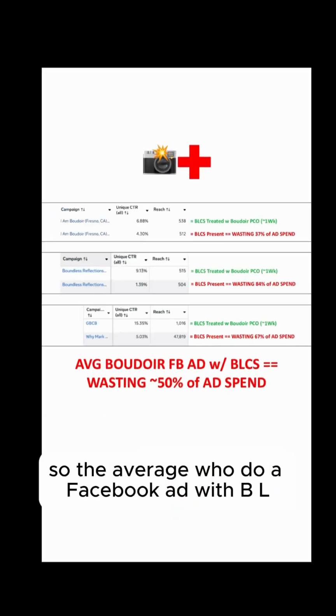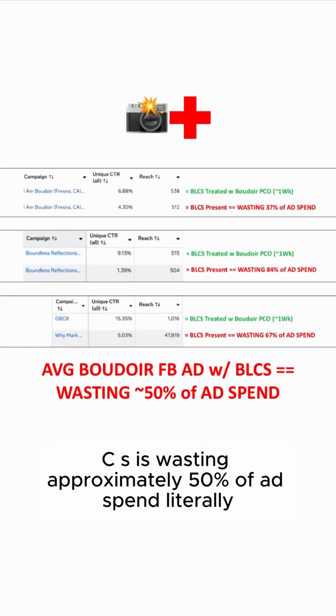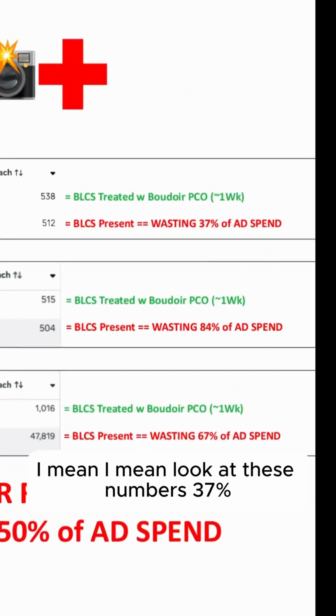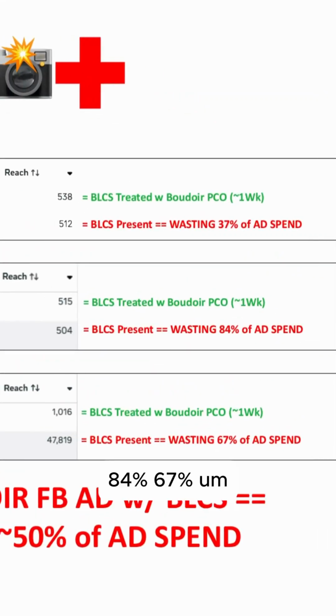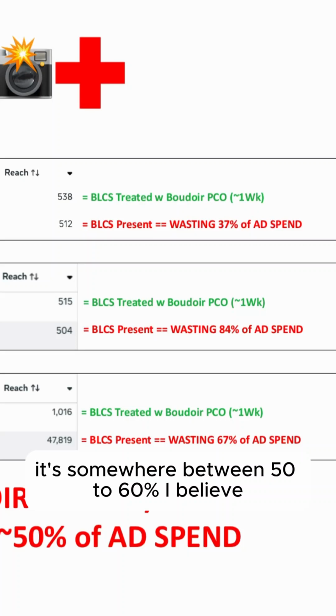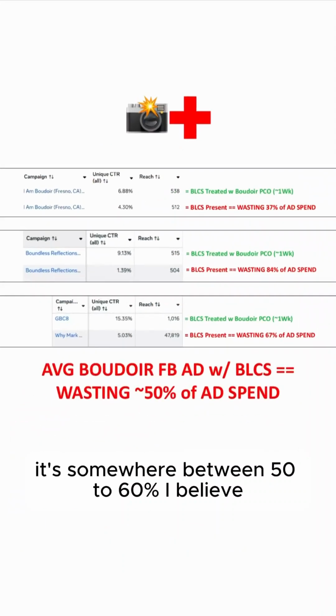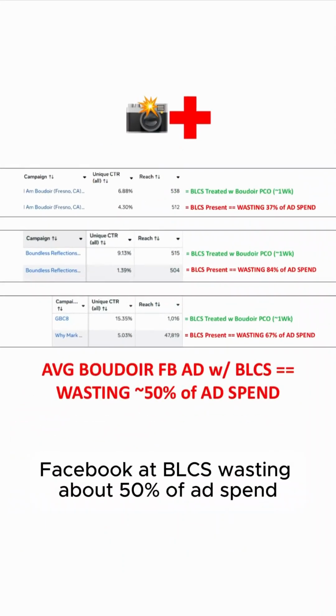So the average Boudoir Facebook ad with BLCS is wasting approximately 50% of ad spend. Literally, look at these numbers: 37%, 84%, 67%. Just take the average of those. It's somewhere between 50 to 60%, I believe. So Facebook ads with BLCS are wasting about 50% of ad spend.